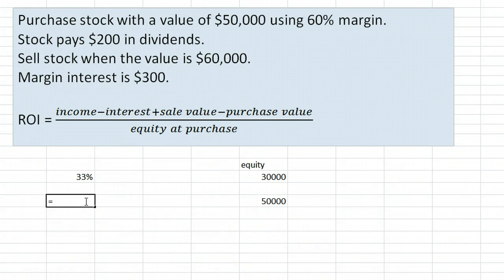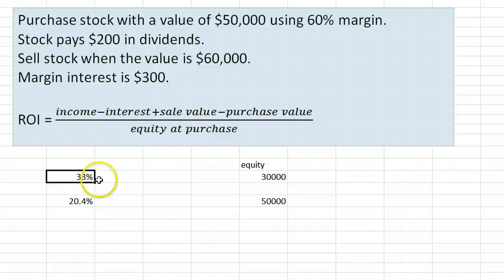In this case, the income will still be the $200 worth of dividends. There is no margin loan anymore. We still sell the stock for $60,000. It was still worth $50,000 when we purchased it, and the other change is that our equity at purchase is now $50,000. We used $50,000 to make this purchase. The return on investment, 0.204 or 20.4%. What has happened here is when we used the margin, we got a higher return in percentage terms.